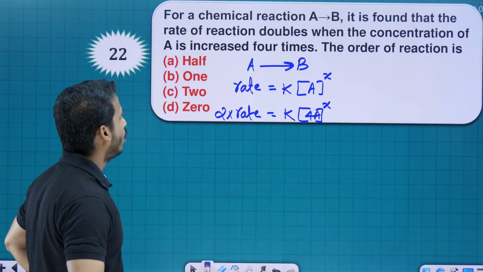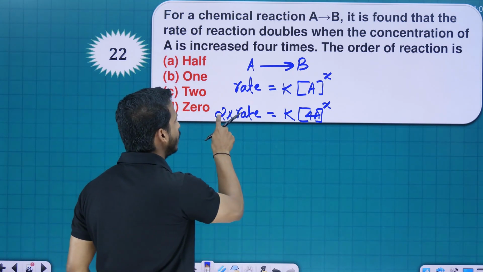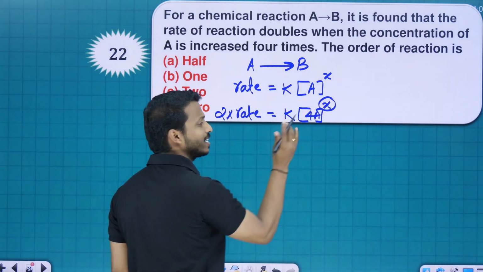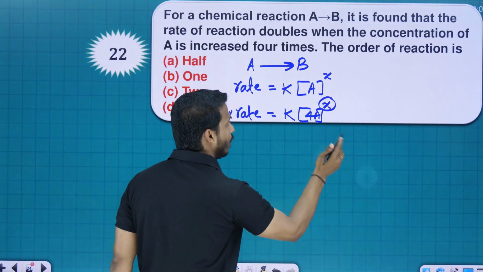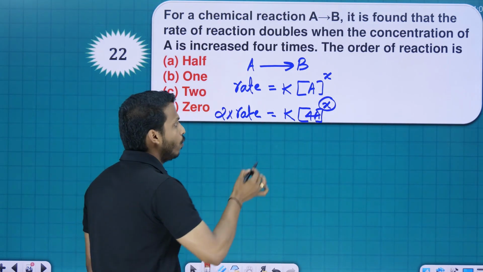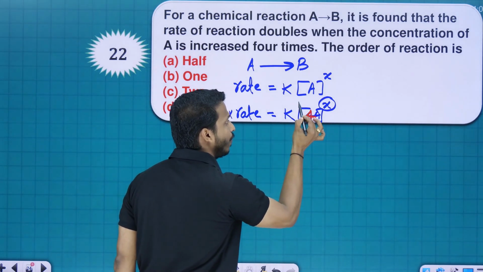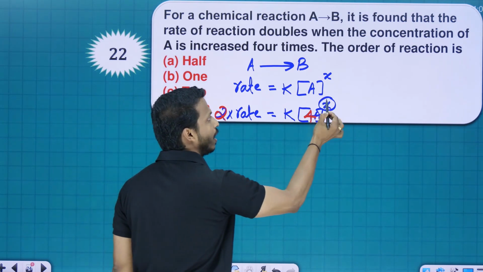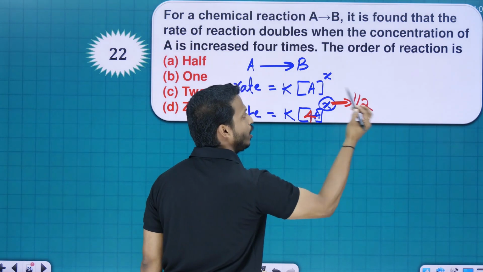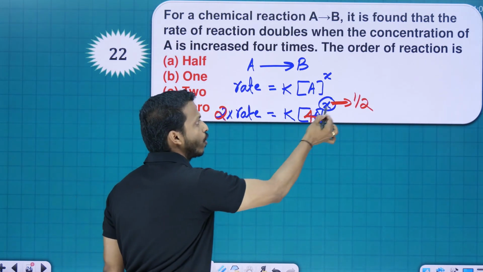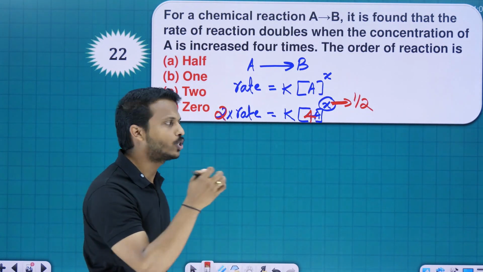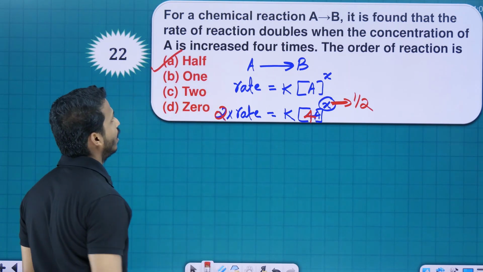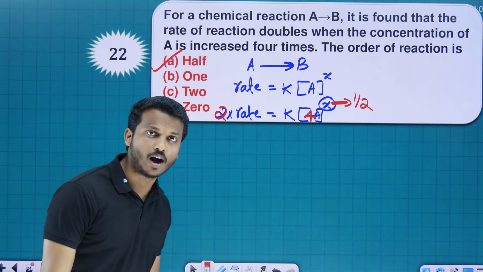Correct. So the question, what is the order? If you want to get the overall order, what is the value of X is the question. Check it here. When they increase the concentration of A 4 times, the rate is doubled. So what should be the value of X? X should be 1 by 2. Right? 4 raised to 1 by 2, or the square root of 4, is 2 times. So it should be half. The order of the reaction should be half.